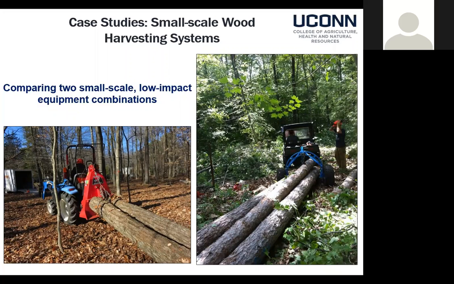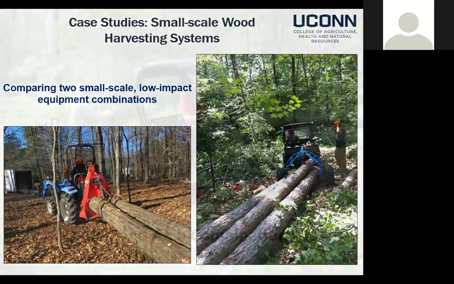So we looked at a couple of different combinations of low impact, small scale equipment. Pictured here, a tractor. This is a 30-horse four-wheel drive New Holland tractor with a logging winch mounted on the 3-point hitch. And then we also looked at an RTV, a four-wheel drive John Deere Gator with rollover protection, and teamed that with a combination of various logging arches for moving wood out of the woods. And we'll talk about that a little bit more.